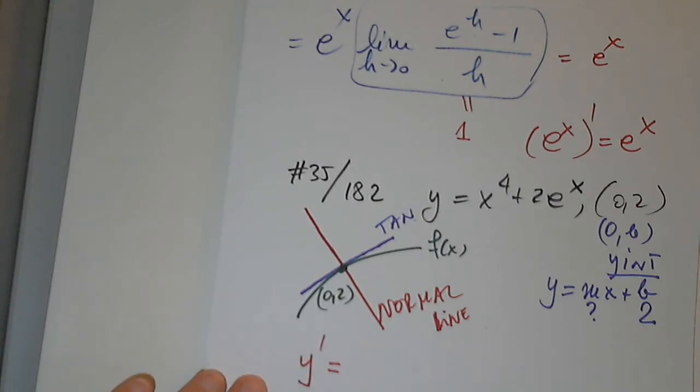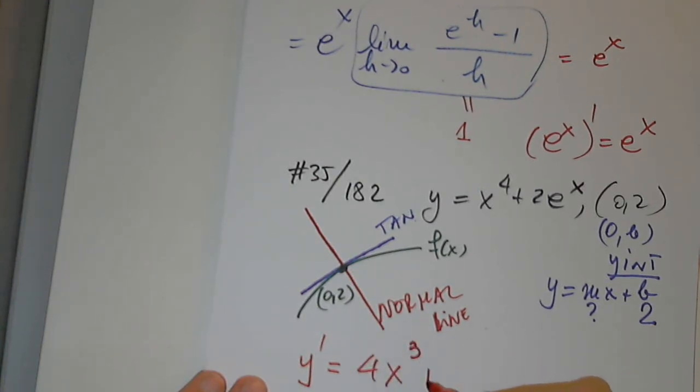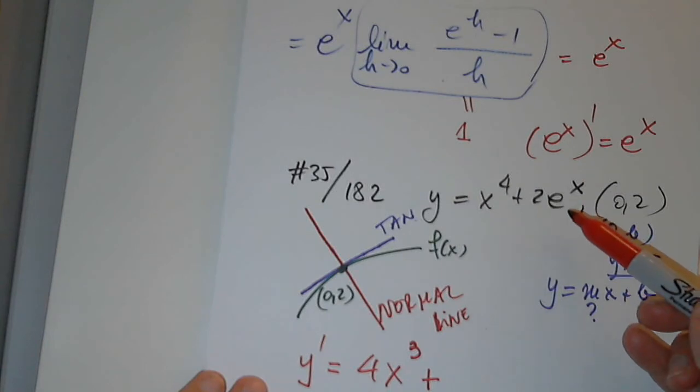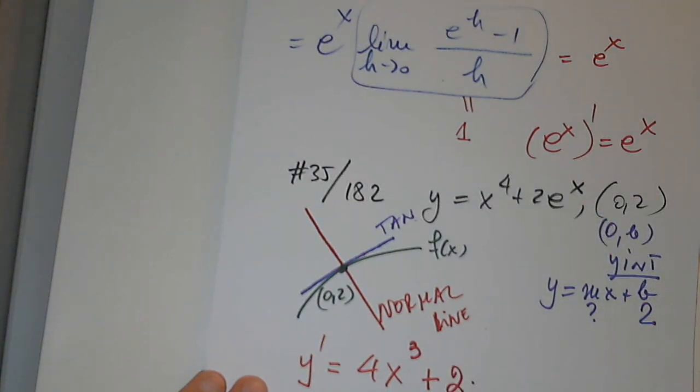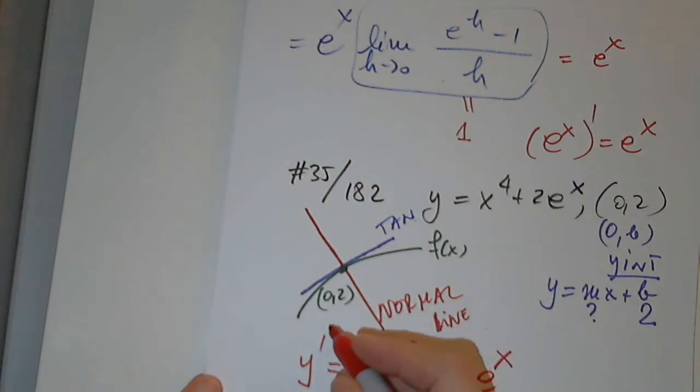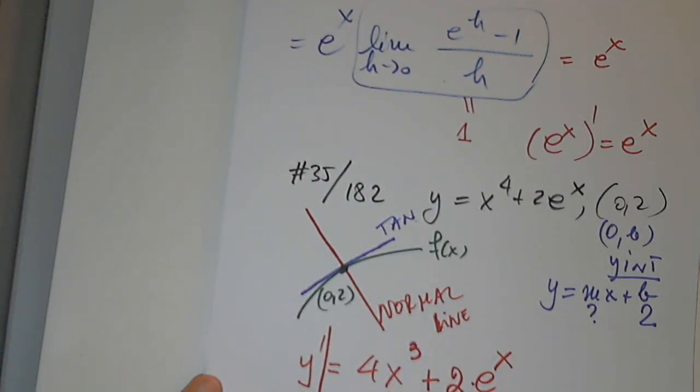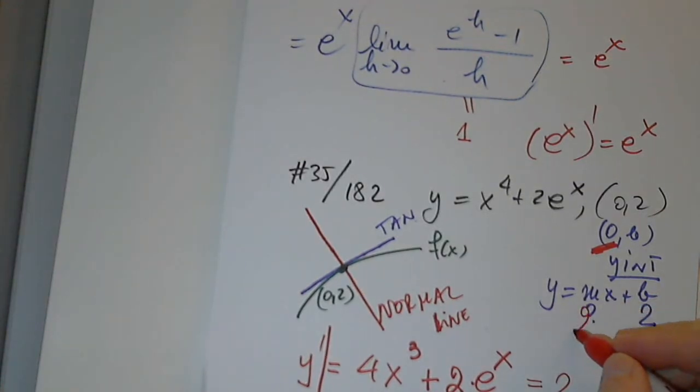Let's find y prime. Can anyone give us y prime? So it'd be 4x to the third plus a constant times a function prime is the constant times, that's it. We will evaluate this at x equals 0. Why x equals 0? Because that's the point we are given, when x is 0. So what is the answer when x is 0? 2. That's it. So then the slope is 2.